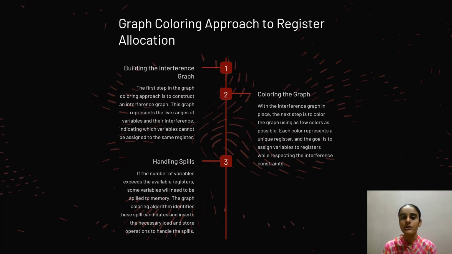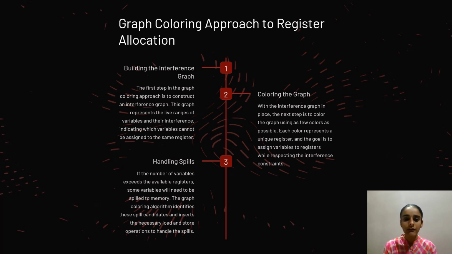Graph coloring approach to register allocation. Building the interference graph. The first step in the graph coloring approach is to construct an interference graph. This graph represents the live ranges of variables, with their interference indicating which variables cannot be assigned to the same register. Coloring the graph. With the interference graph in place, the next step is to color the graph using as few colors as possible. Each color represents a unique register, and the goal is to assign variables to the registers while respecting the interference constraints.